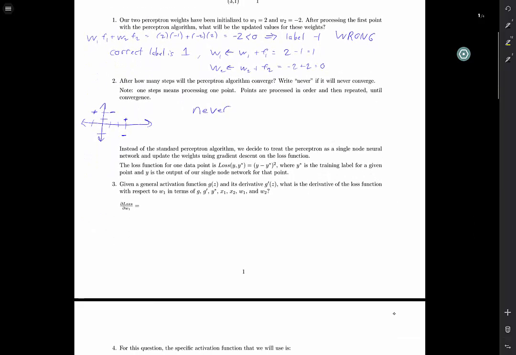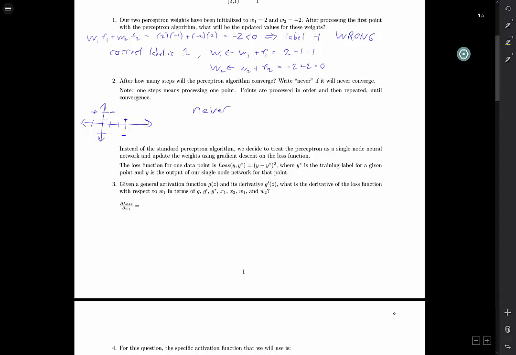Okay, so now they say that instead of using the standard perceptron algorithm, they want us to treat the perceptron as a single node neural network and update the weights using gradient descent on the loss function. And they say that the loss function for one data point is the guessed label y minus the true label y star, squared. So given a general activation function g of z and its derivative g prime of z, what is the derivative of the loss function with respect to w1?